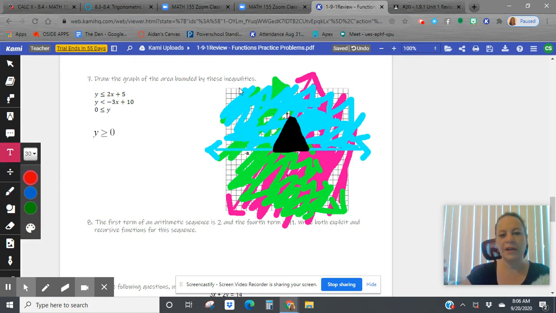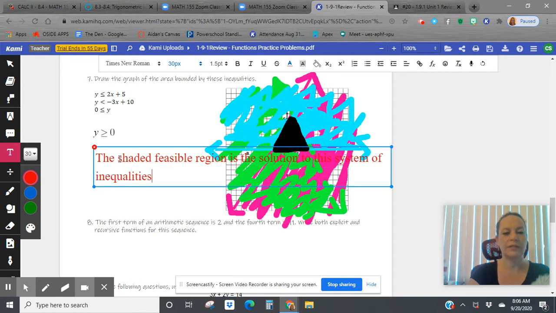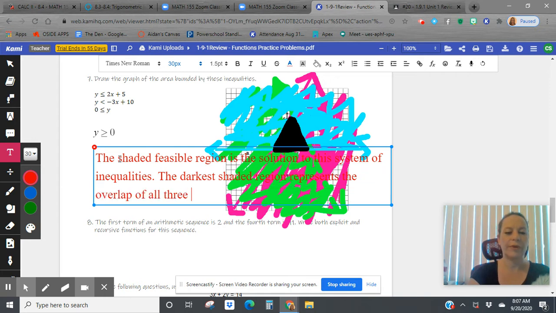So draw the graph of the area bounded. This is my solution. So the shaded feasible region is the solution to this system of inequalities. The darkest shaded region represents overlap of all 3.